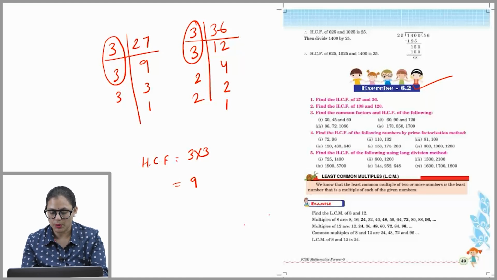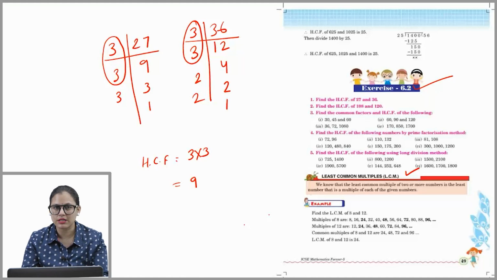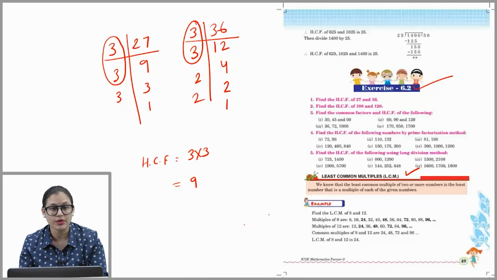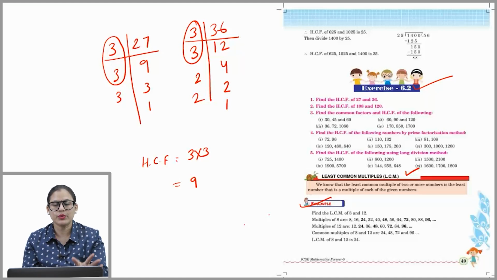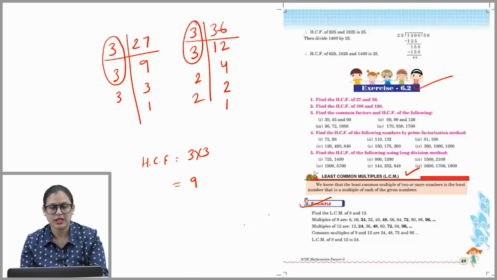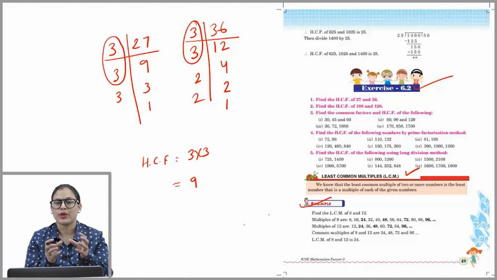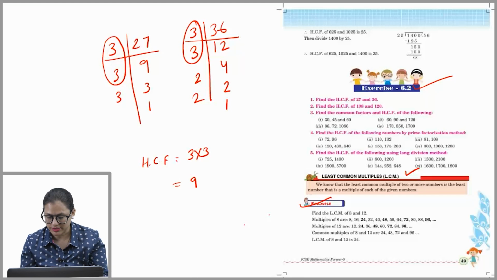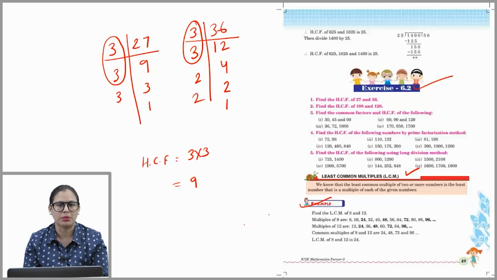Next, least common multiples, that is LCM. We know that the least common multiple of two or more numbers is the least number that is a multiple of each of the given numbers. Example: find the LCM of 8 and 12. First, we will write the multiples of 8, then we will write the multiples of 12, and then we will find out which are the common multiples. Here, 24, 48 and 72 and also 96, these are the common multiples.